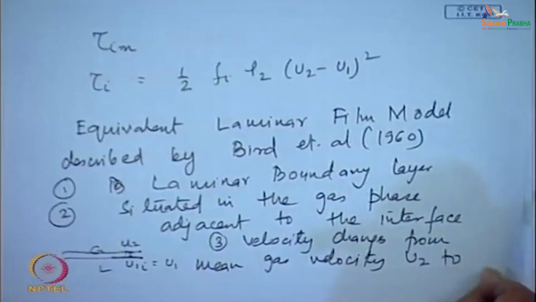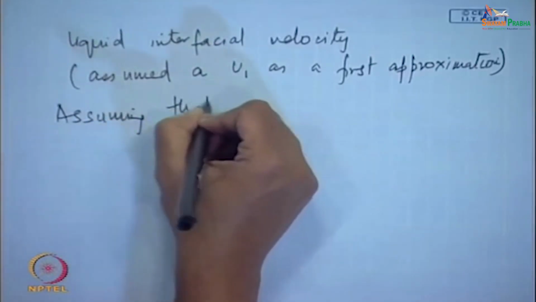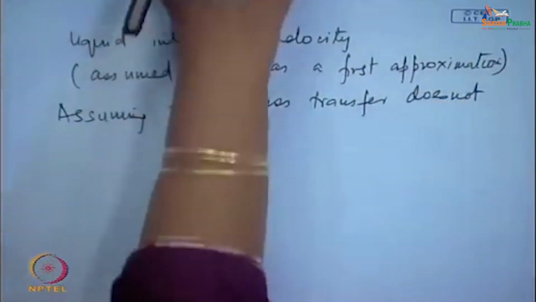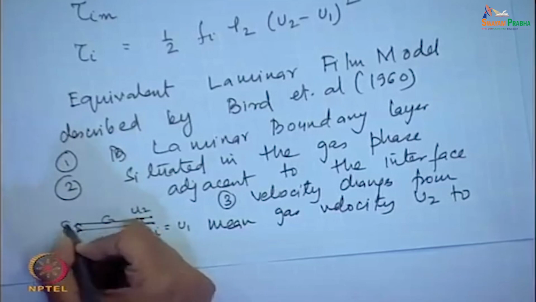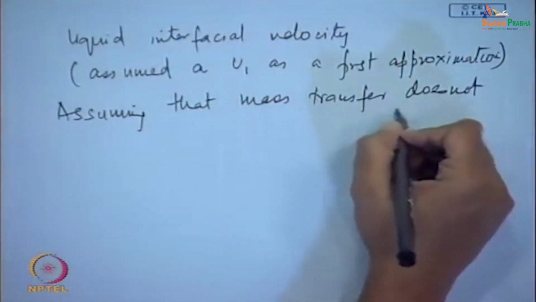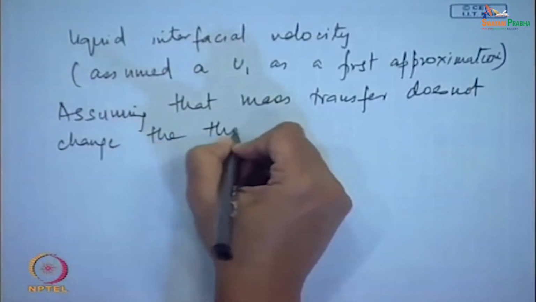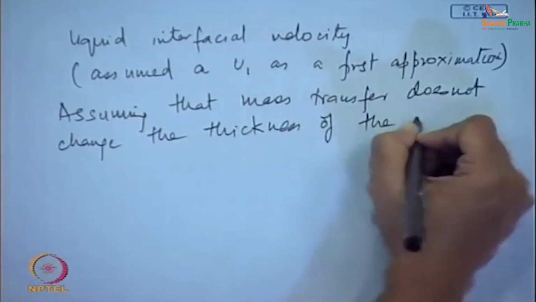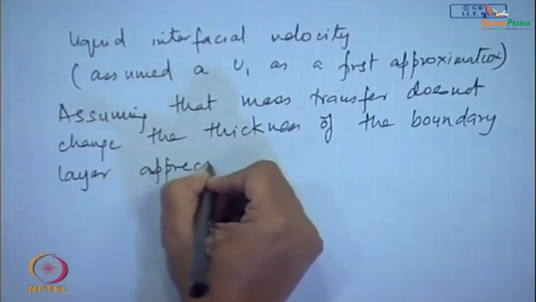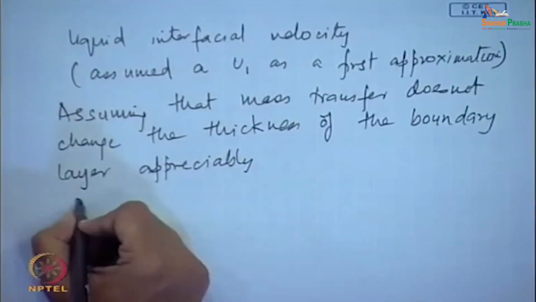Okay. And on this basis, we assume that mass transfer does not change the thickness of this boundary layer, that means this thickness delta is not much affected due to mass transfer. So, if we make this supposition that mass transfer does not change the thickness of the boundary layer appreciably, then under these conditions we can write down tau I m.